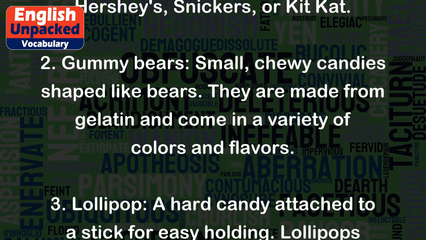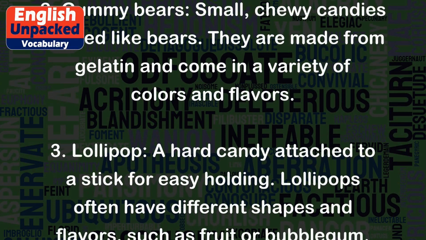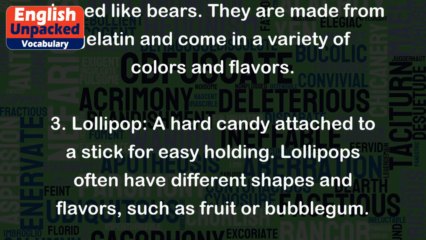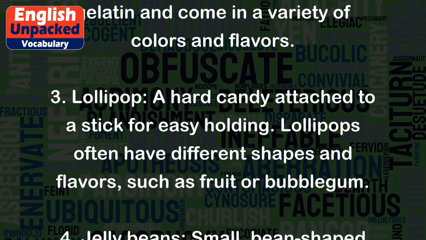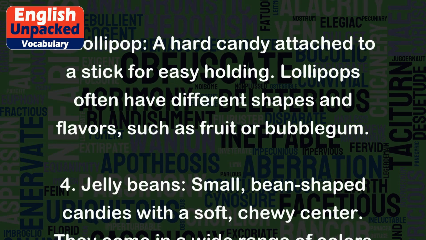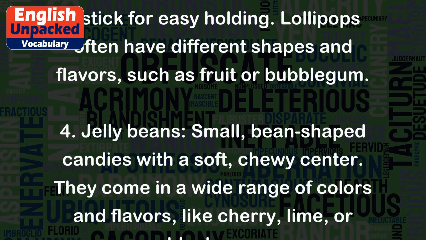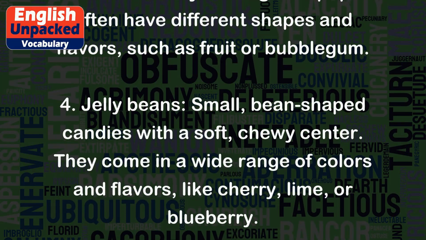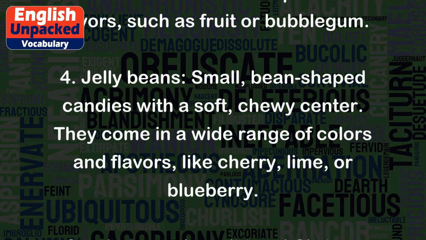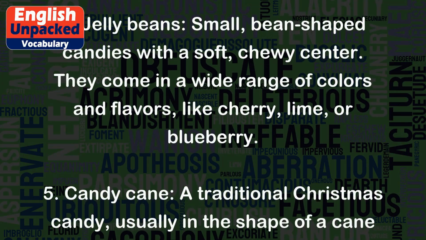3. Lollipop. A hard candy attached to a stick for easy holding. Lollipops often have different shapes and flavors, such as fruit or bubblegum. 4. Jelly beans. Small, bean-shaped candies with a soft, chewy center. They come in a wide range of colors and flavors, like cherry, lime, or blueberry.